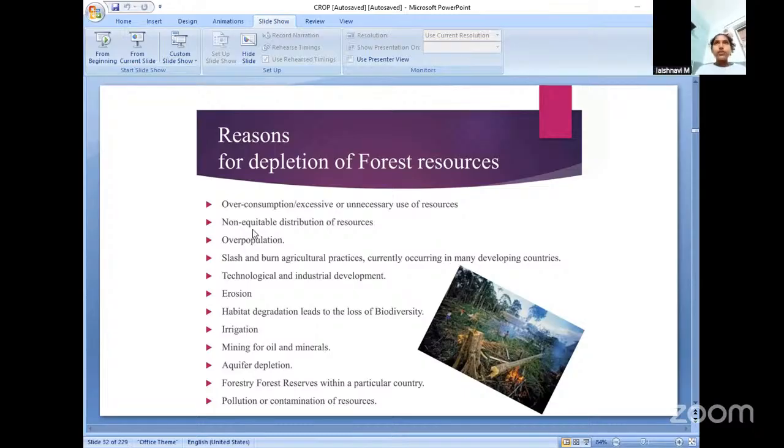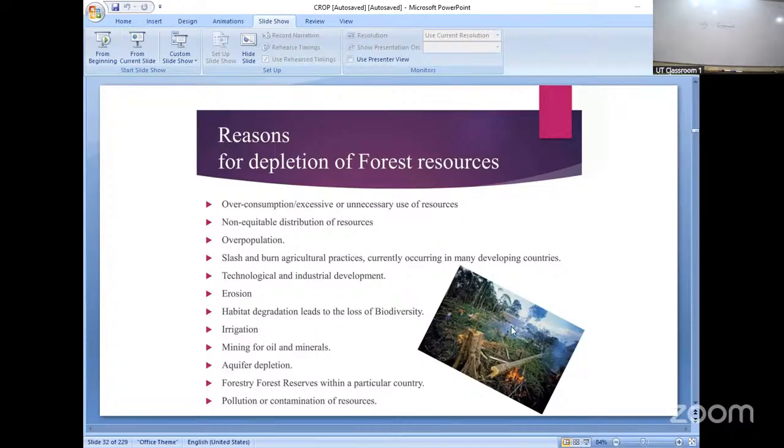Ma'am, because we are cutting the trees for our own need, and because of that, many animals are losing their shelter. Yes. And ma'am, I guess that's it. See, unnecessary use. First of all, urbanization has been occurring, right? Cutting the forest and creating urbanization, high-rise buildings and all. This is one main reason, right?